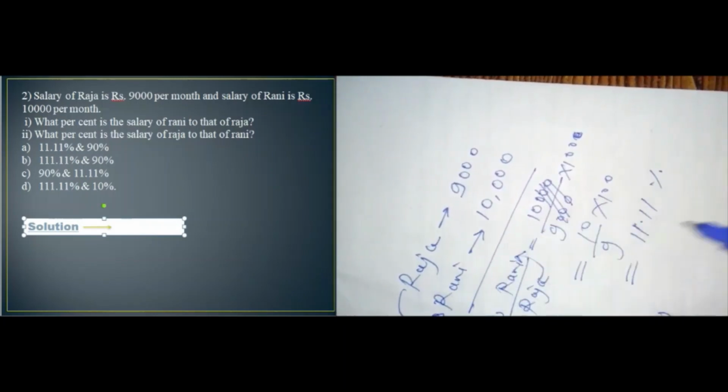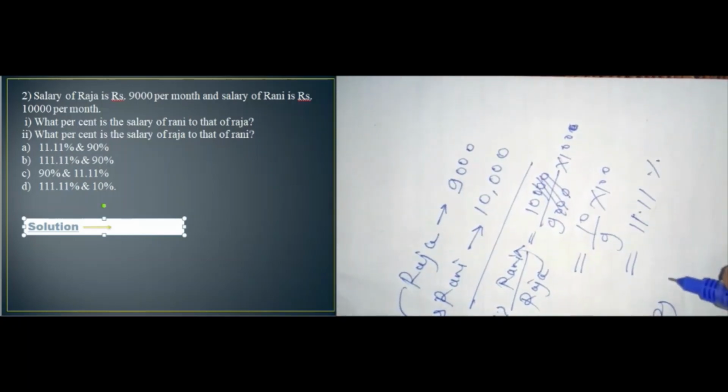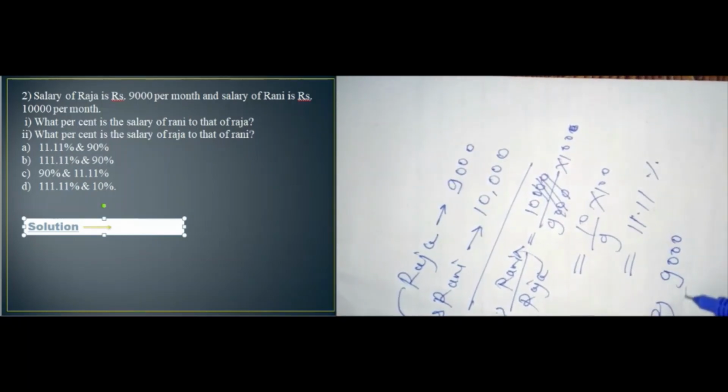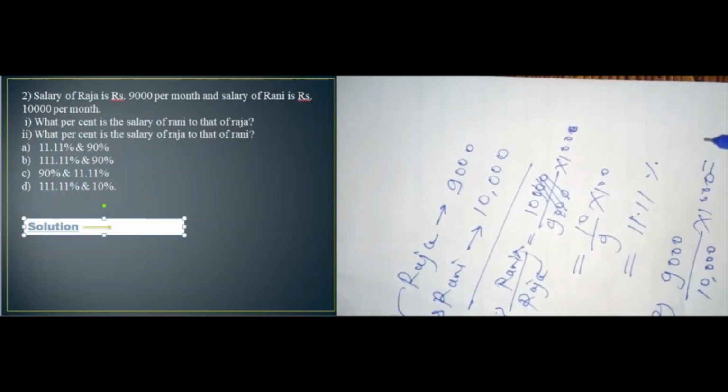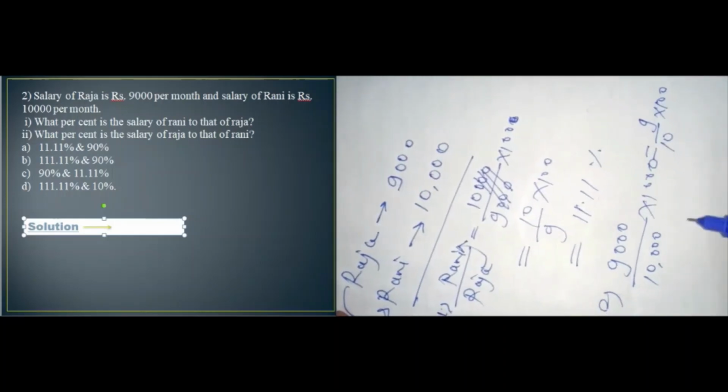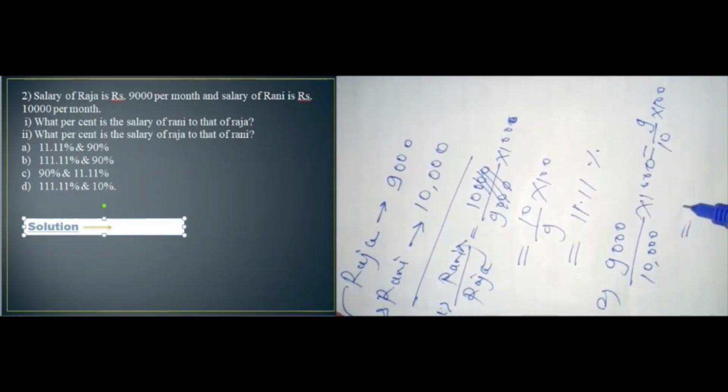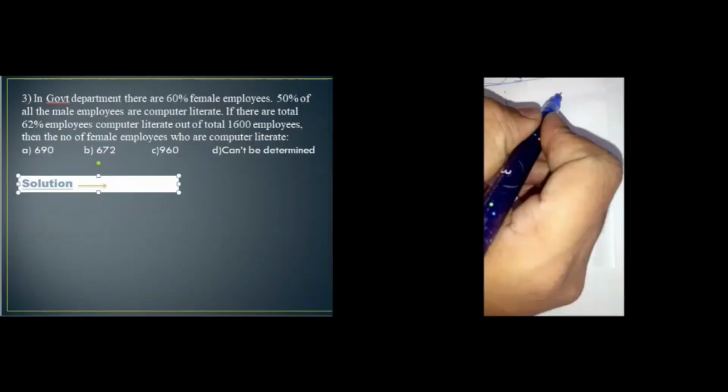The second question asks, what is the percentage of the salary of Raja to Rani? That is Raja to Rani. This can be simply calculated like this: the salary of Raja is 9,000, the salary of Rani is 10,000, multiplied by 100 to convert into percentage format. So it is simply 9 by 10 into 100, which is nothing but 90. So the correct answer is option A. The salary of Rani to that of Raja is 111.11% and Raja to Rani is 90%. So option A is the correct option.